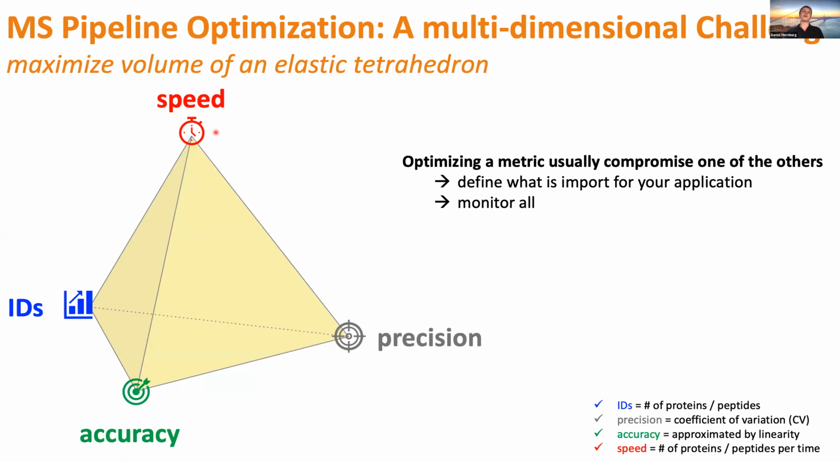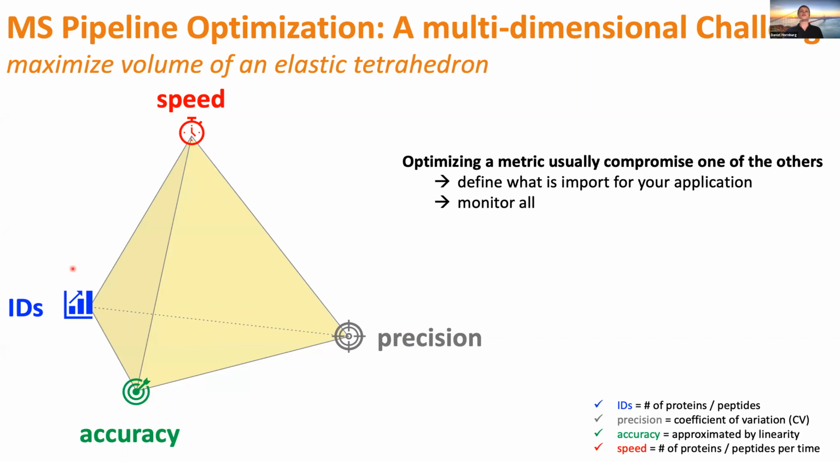So if I start pulling into the direction of speed, I might actually compromise the level of ID, or I might compromise the precision. So it's kind of like an elastic tetrahedron of which we want to optimize the volume in order to get the best possible performance. But in the end, it depends on the study needs and has to be reevaluated whenever you want to benchmark a workflow. It's good to monitor all of these and then prioritize for your needs what is the most important feature you want to push for.